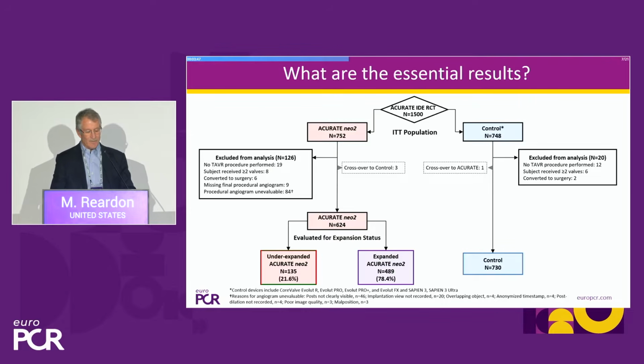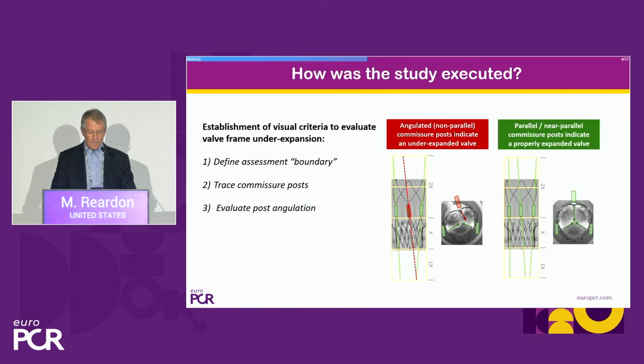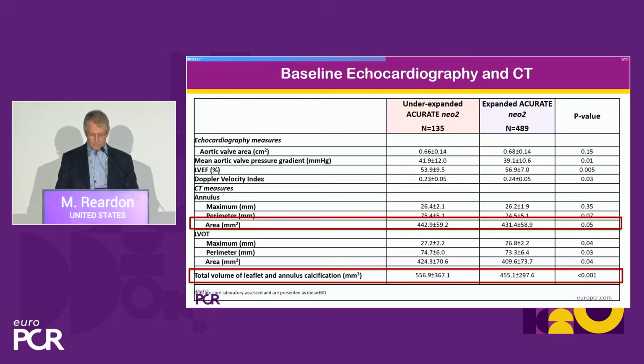Well, we started off with 752 in the Accurate arm. There were a number that fell out for a variety of reasons. The most common is we didn't have procedural arteriograms. That left us with 624. And about 20%, a little over 20% of those were underexpanded, and a little less than 80% were expanded. Now, what we did is we defined these boxes around the valve, and we looked for the commercial post, and we drew a line through the post. If those lines crossed within these boxes, then they were defined as underexpanded. If they didn't, they were defined as truly expanded valves.